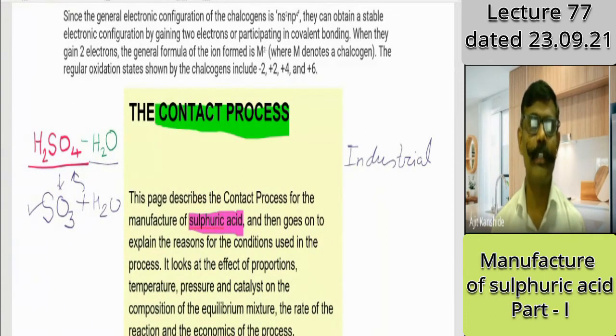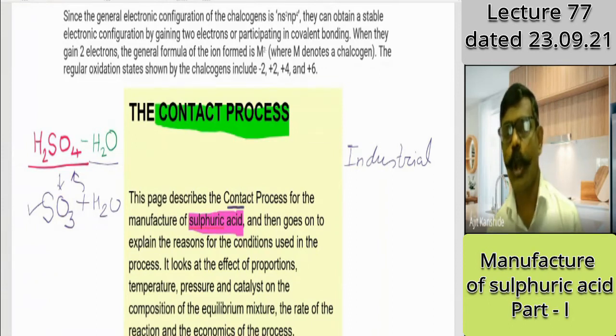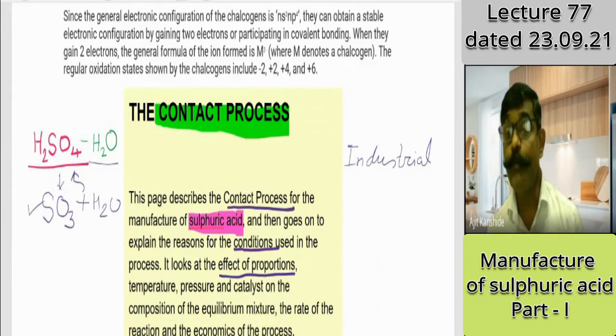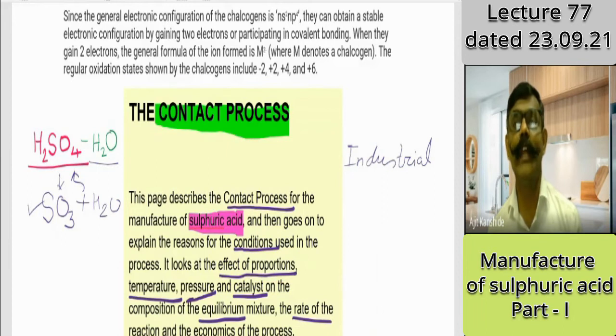Now pay attention to our discussion. We are going to discuss this contact process for the manufacture of sulfuric acid, and we will discuss the various conditions we use to combine the reactants. We are going to pay attention to the effect of proportions, meaning if two different chemicals are there, what should their proportion be. We will pay attention to temperature, we will think about pressure, we will understand the role of catalyst and the establishment of equilibrium, because of which the rate of the reaction and importantly the economics of the process can be explained.